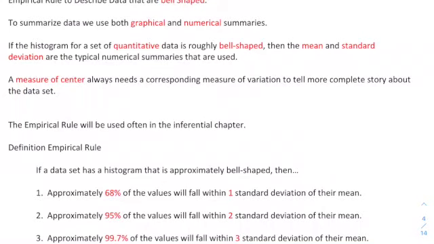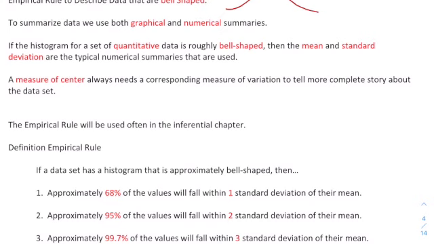Hi everyone, today we're going to discuss the second half of 4.2 measure of spread notes. This is day 2, and we're going to start off with the empirical rule. The empirical rule describes data that are bell-shaped. We talk about different kinds of shapes, skewed to the right, skewed to the left, and this is a bell shape. It's somewhat symmetrical but doesn't have to be exact. A bell-shaped curve looks like this.